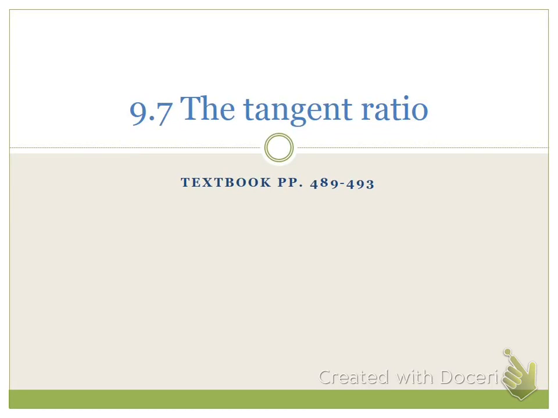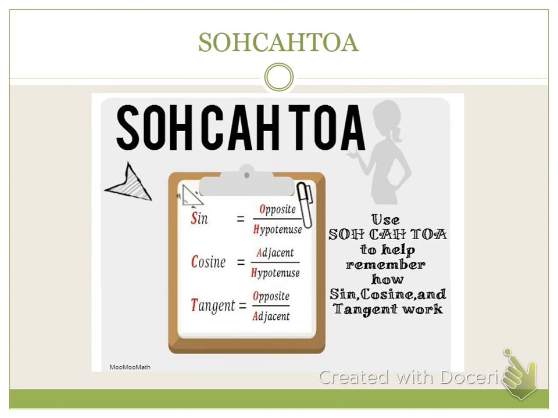All right, so today we're learning the tangent ratio. It's the first of 3 trigonometric ratios that we'll be learning over the next 2 days. They all have to do with this acronym. This acronym is what we call SOHCAHTOA, where each letter in the acronym stands for a value in the trig ratio.